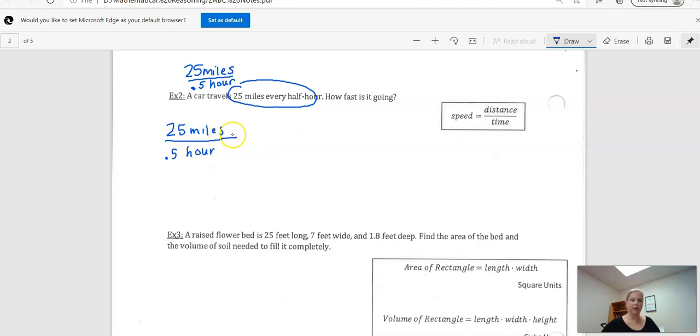Okay, we're going to have to multiply by something. We want the answer to be how fast the car is going. Well, we need to end up with miles per hour if we want to know how fast the car is going, right? So we need a statement that has to do with miles per hour.